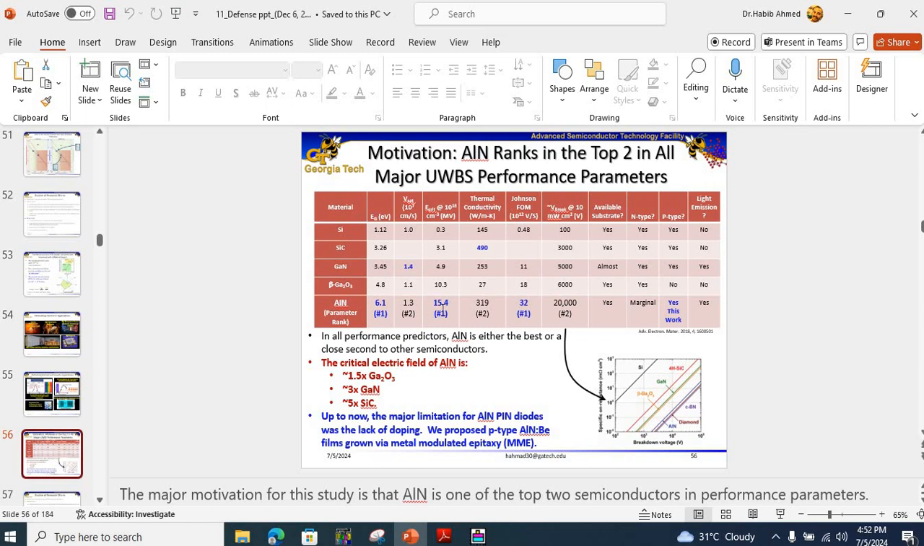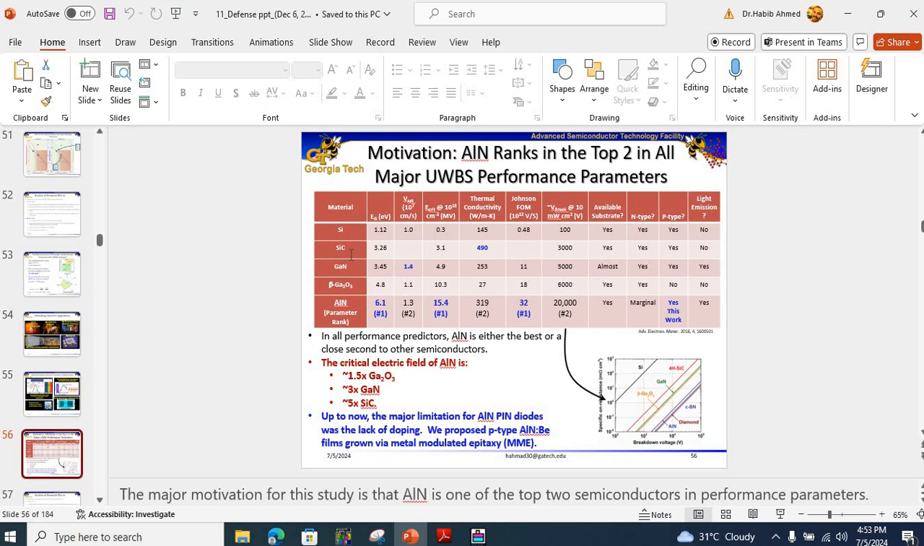The critical electric field of aluminum nitride is approximately 15.4 megavolts per centimeter. If you compare it with its contemporary wide bandgap materials, you will find out that this critical electric field is approximately 1.5 times that of gallium oxide, 3 times that of gallium nitride, and 5 times that of silicon carbide.